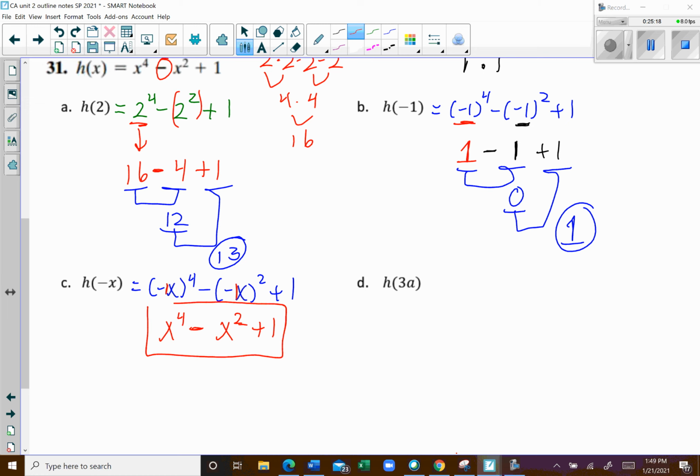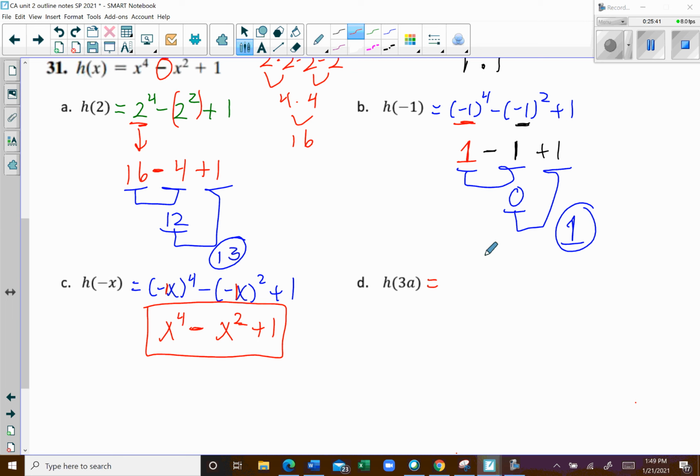And there we go. Now, what's interesting about this one is nothing changed. So when I plugged in negative x, I actually got the same thing that I started with. And that's something we'll talk about in a different unit whenever we have that phenomenon. Okay, let's look at D. So we're going to plug in 3a.